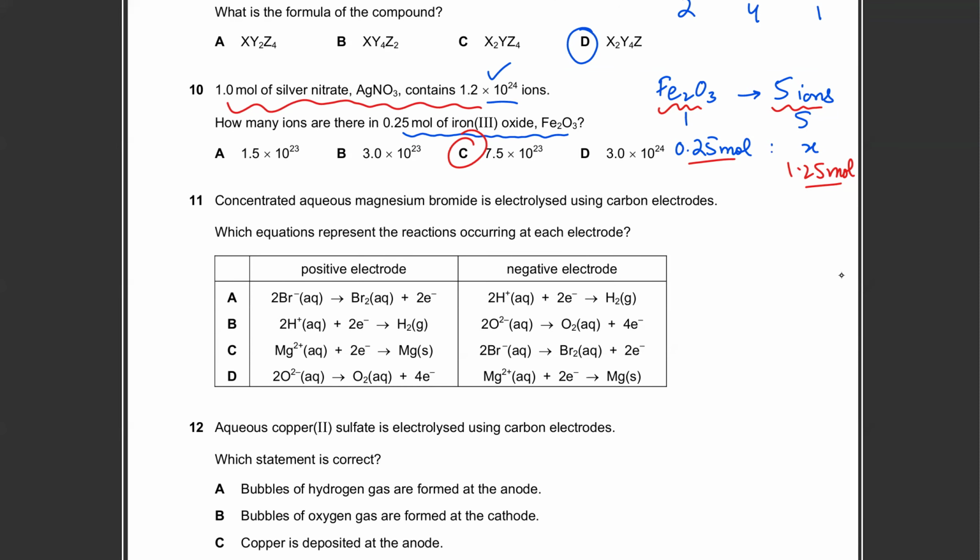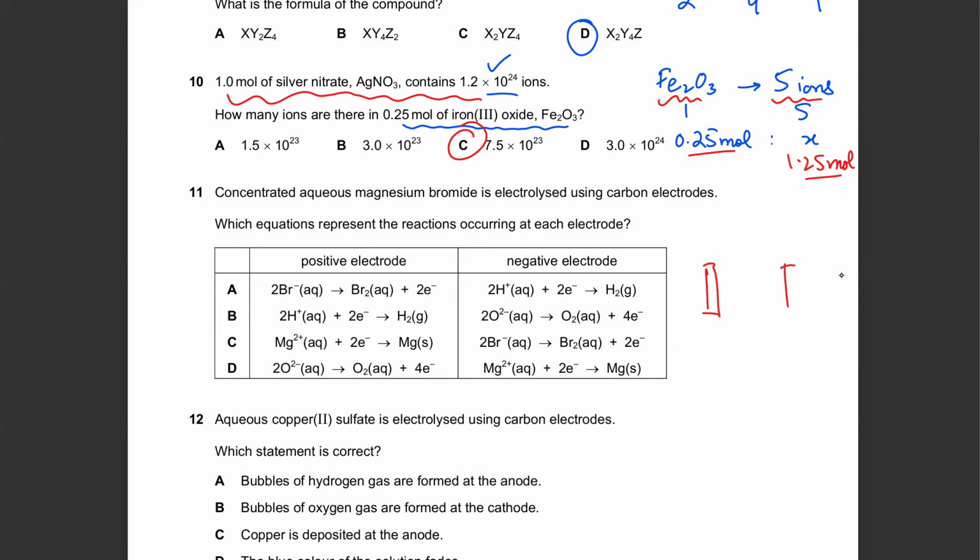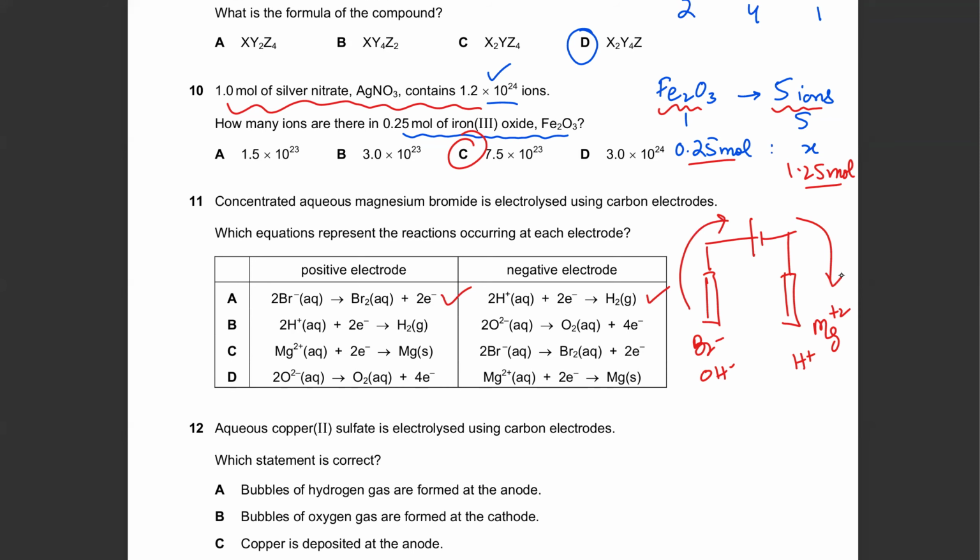Magnesium bromide is being electrolyzed. You have to tell the equations. Is it concentrated? It is concentrated. So you've got magnesium, and it's aqueous, so H plus and OH minus. Who's going to gain electrons at the cathode? Hydrogen. And whenever it's concentrated, it's Br that's going to lose electrons. So it's going to be A.